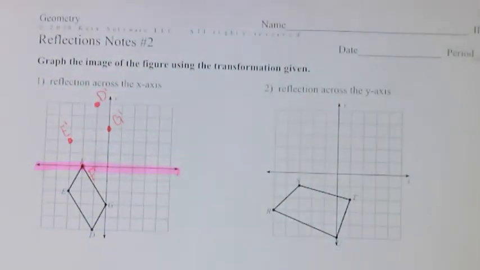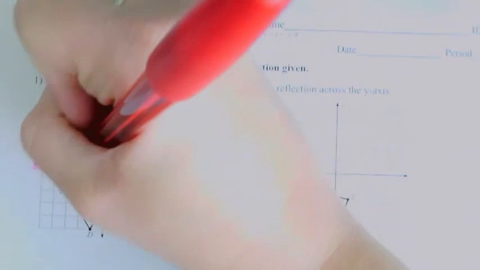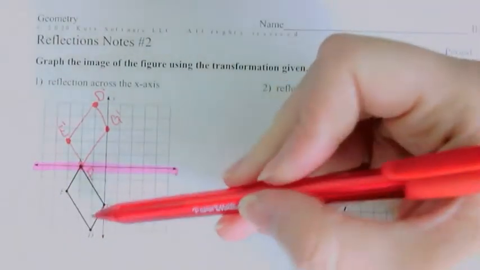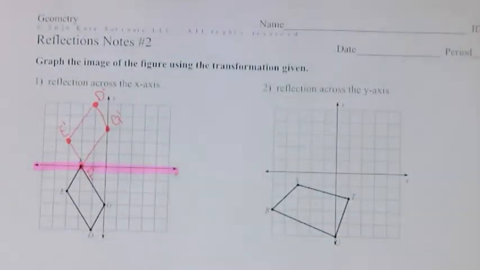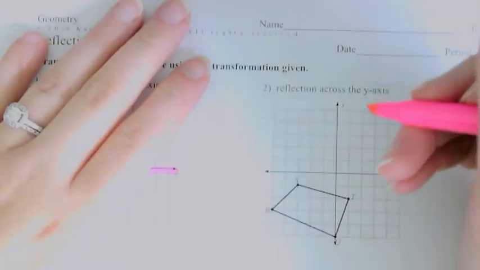Now that you have plotted all 4 points, the last step is to connect the points and form your final shape. Now you have a figure that has been reflected over the x-axis and created a mirror image. Now on to example 2. Example 2 wants us to do a reflection over the y-axis. So let's go ahead and locate the y-axis and we will highlight it.